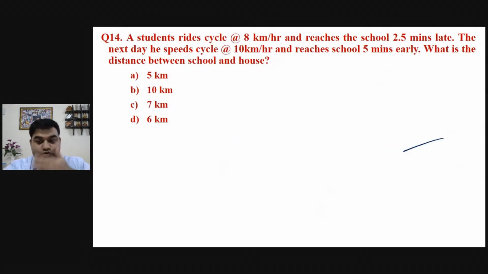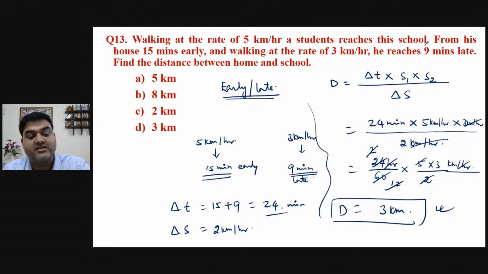Got it? So using the formula you can get the answer in an easier way, and very easily you can find the solution. Got it? 3 kilometer is the answer. Otherwise also we would have got the answer, but using this formula it is done in an easier way. Understood? Everybody is getting 3 kilometer as the answer.